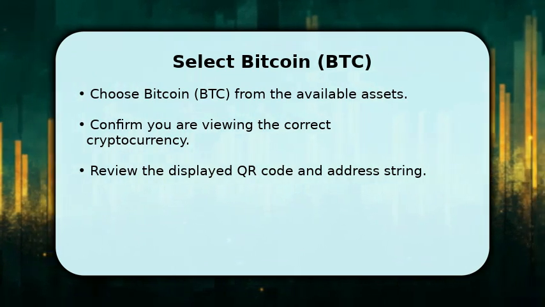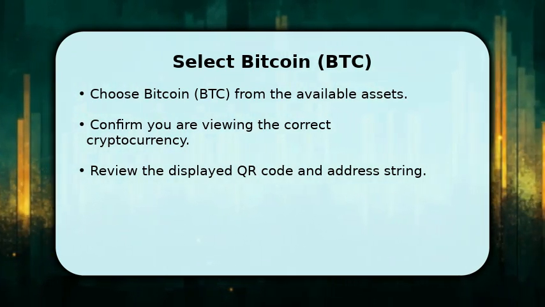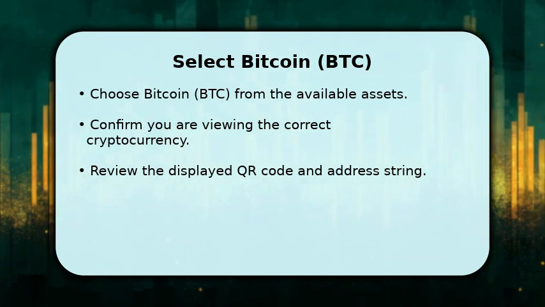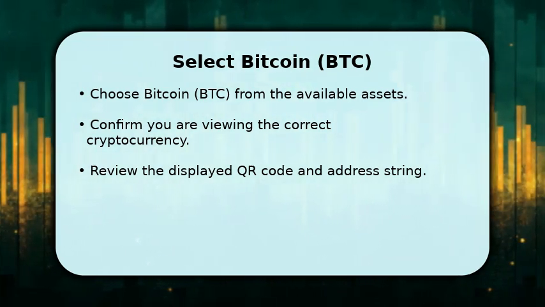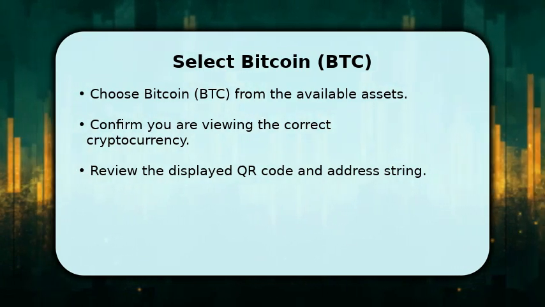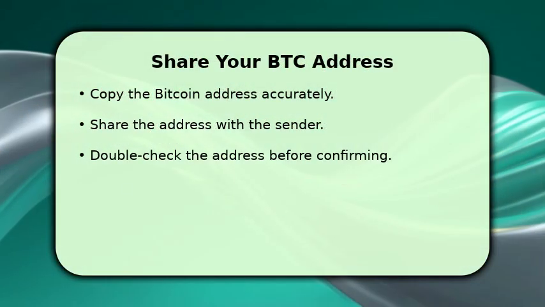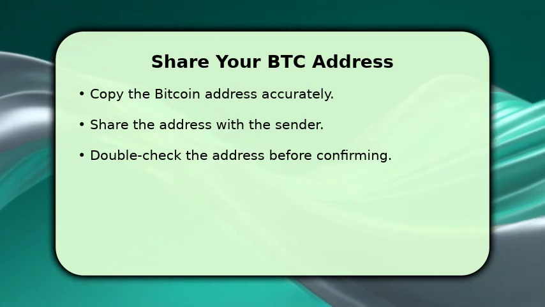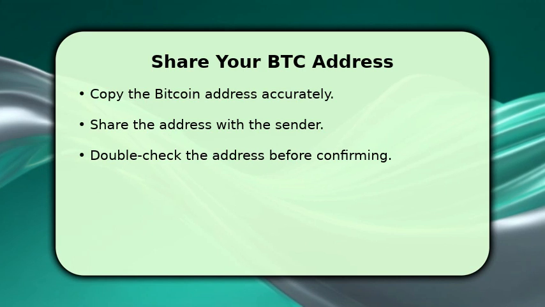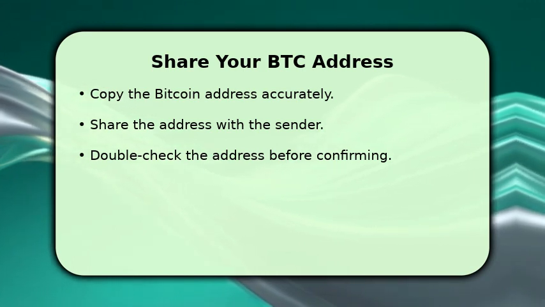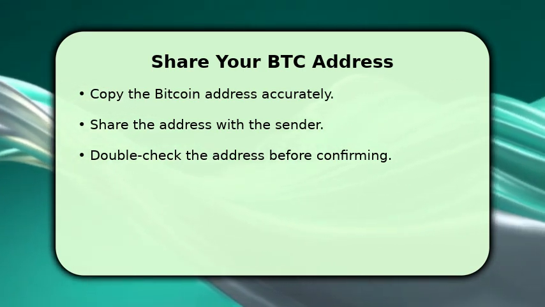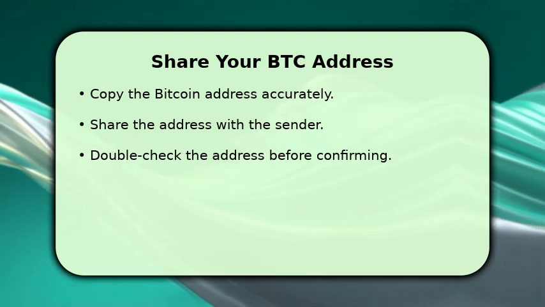Once Bitcoin is selected, your unique Bitcoin address will appear. This address is a long string of letters and numbers, often accompanied by a QR code for easy scanning. You can easily copy your Bitcoin address by tapping the copy icon next to it. This ensures accuracy when sharing. Share this copied address with the person or service sending you Bitcoin.